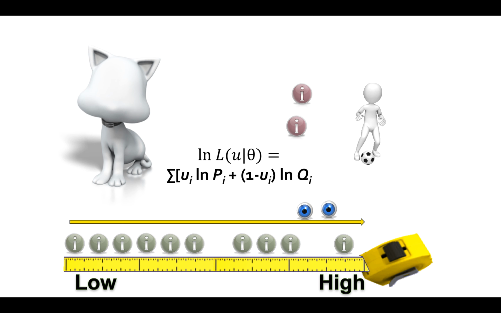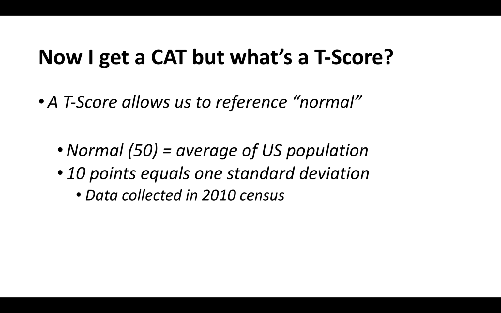Typically this requires the patient to answer 4 to 6 items, which takes less than 1 minute per scale. So you can see how this would allow us to include several different CAT-based PROMIS instruments in a single session with a patient. So now I get a CAT, but what's a T-score?